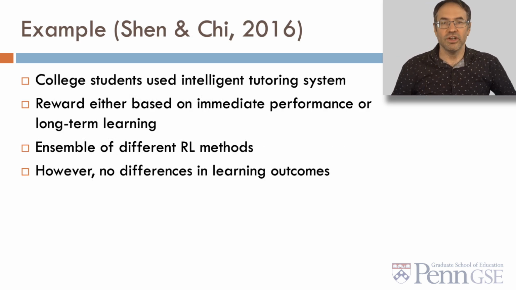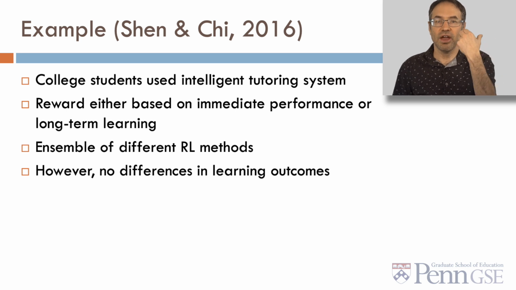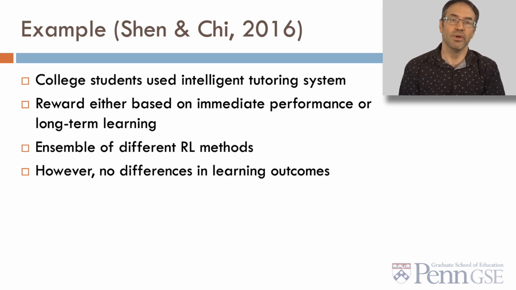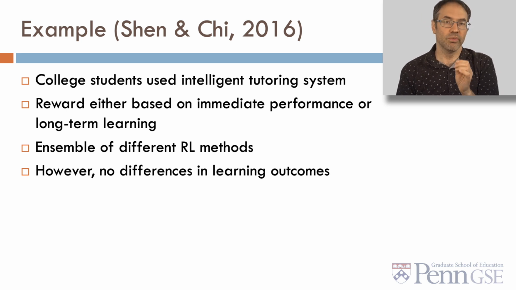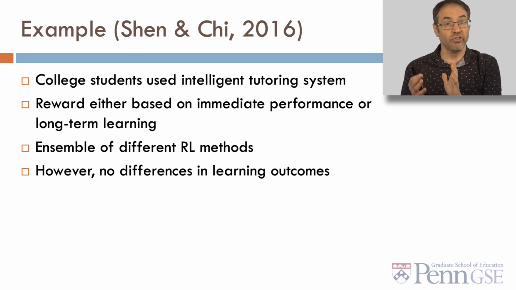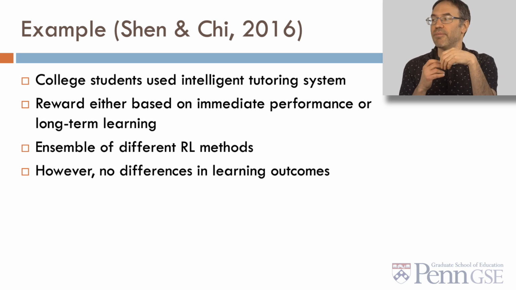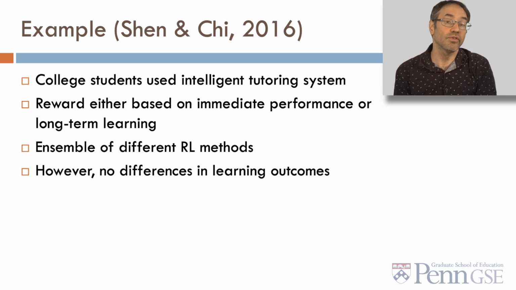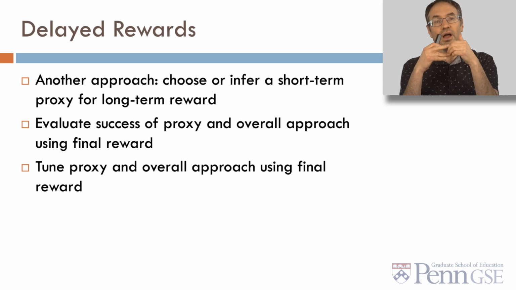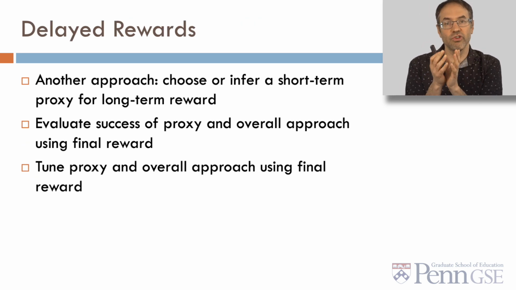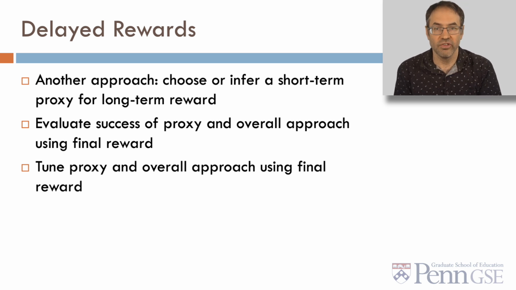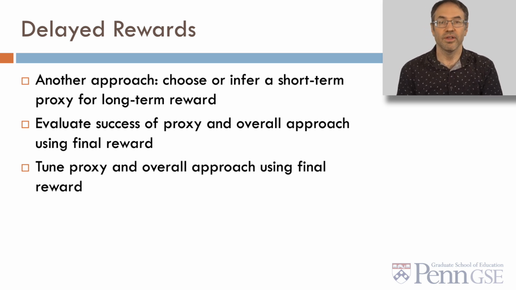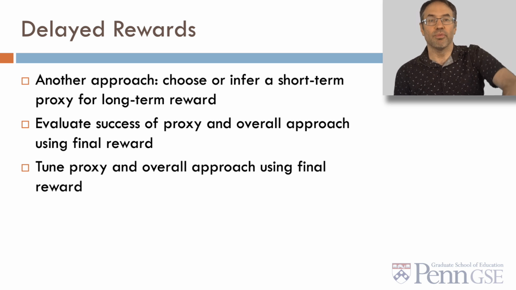An example of this is seen in Shen and Chi, where they looked at college students using an intelligent tutoring system. They used a reward either based on immediate student performance or long-term learning using an ensemble of different RL methods. They found that the models were actually quite different, but that when they made decisions based on them, surprisingly, there were no differences in learning outcomes. Another approach to doing delayed rewards is to choose or infer a short-term proxy for the long-term reward, and then evaluate the success of the proxy and the overall approach using the final reward. You tune the proxy and the overall approach using the final reward.